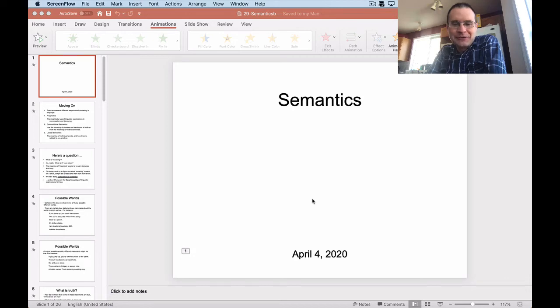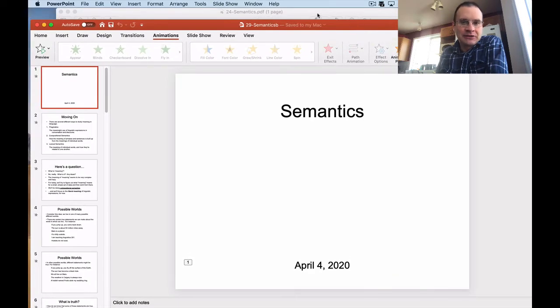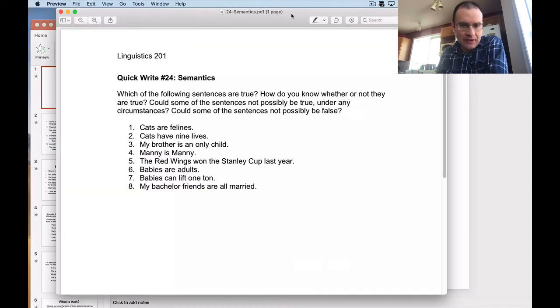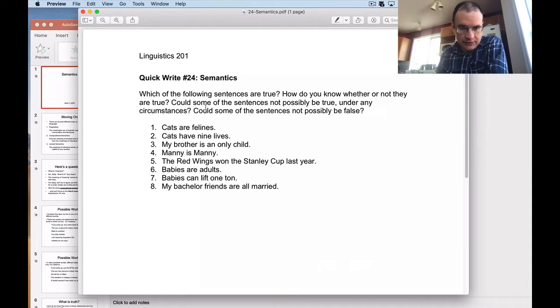Okay, Ling 201, we're going to talk about semantics today, which is the study of meaning in language. And before you get into it, I would like you to do this quick write number 24. There's a series of sentences in here, and I want you to let me know which of the following sentences are true. Could some of the sentences not possibly be true under any circumstances?